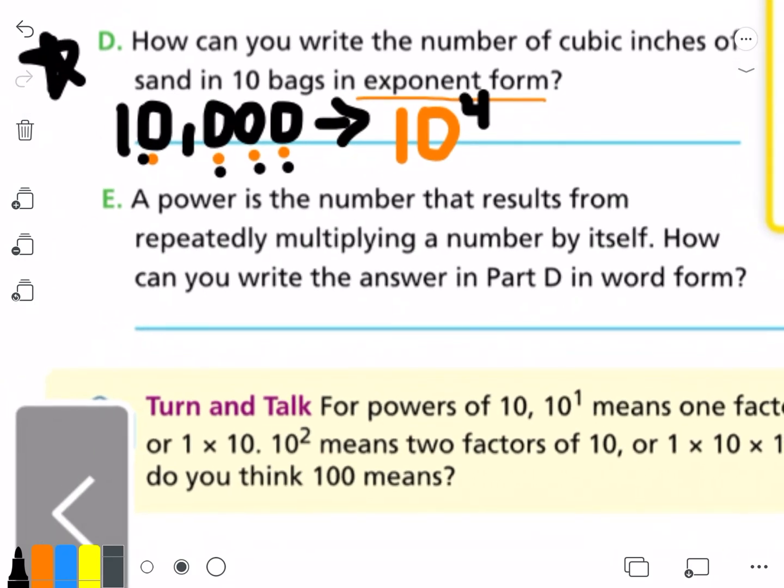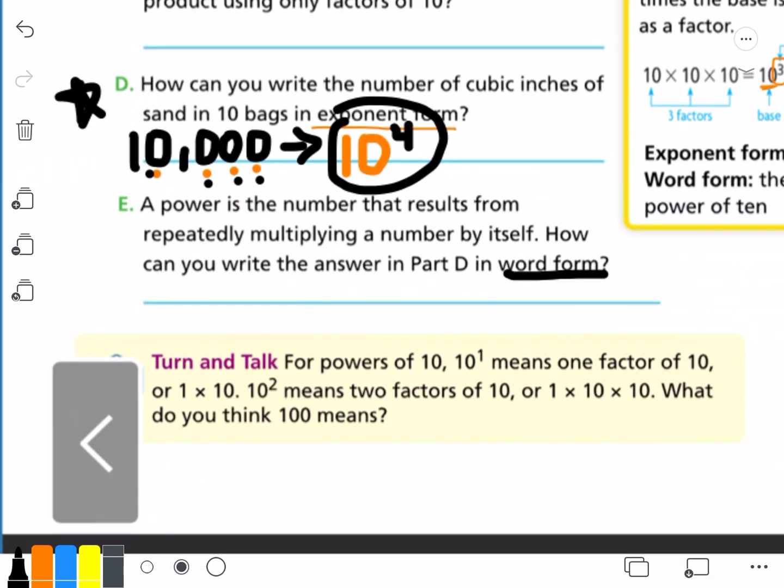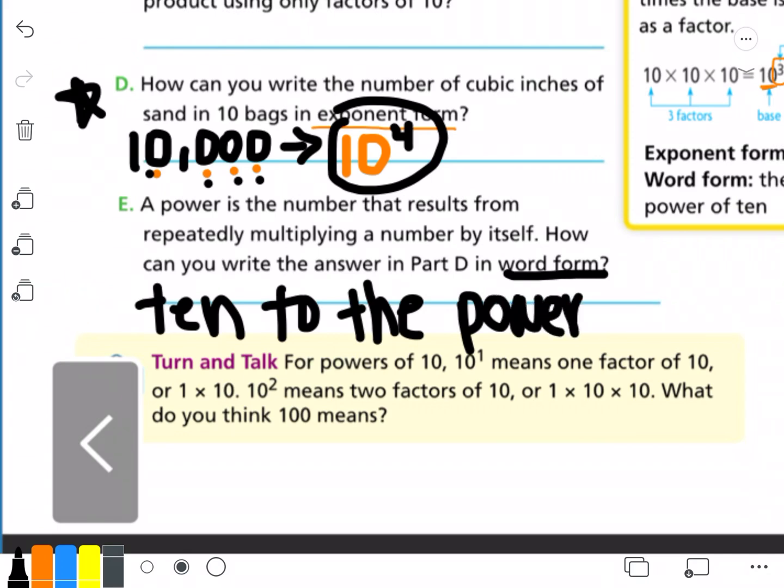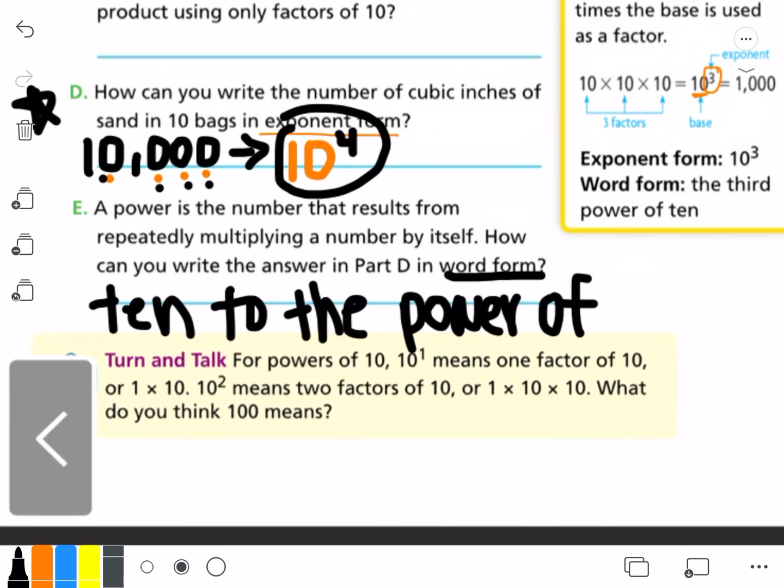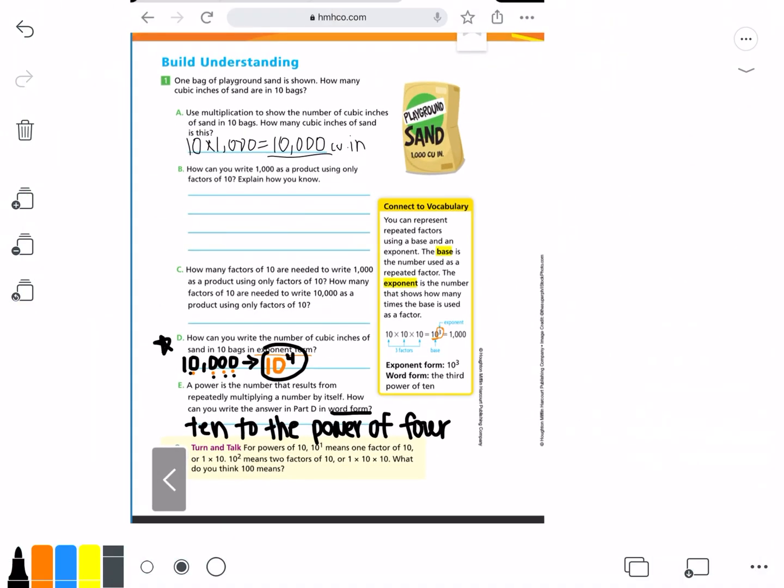It says a power is the number that results from repeatedly multiplying a number by itself. How can you write part D in word form? So part D, here was your answer for part D. How do you write that in word form? We've done that several times. You start with your base, 10, and then you plug in the words to the power of, and then to the power of what? What's your exponent? 4. And that's how you write that in word form.